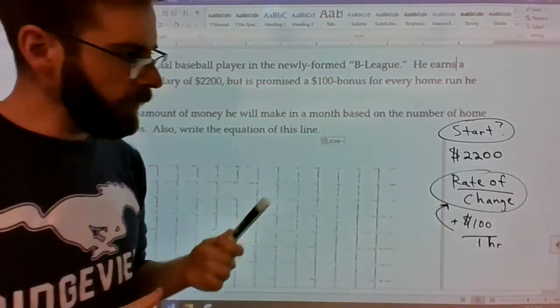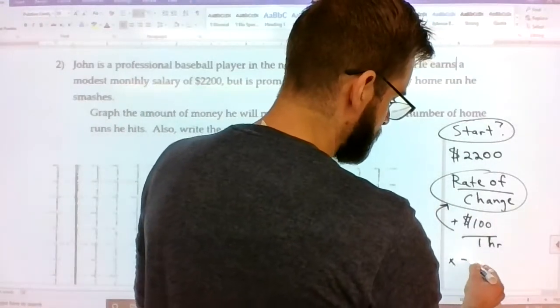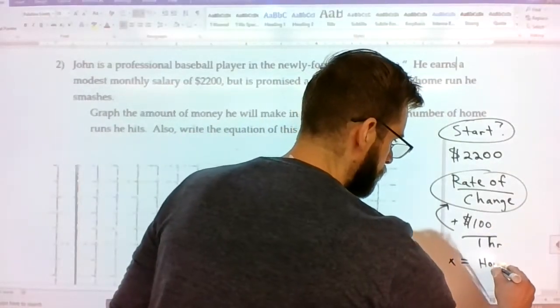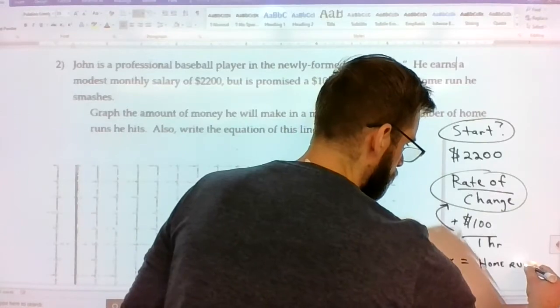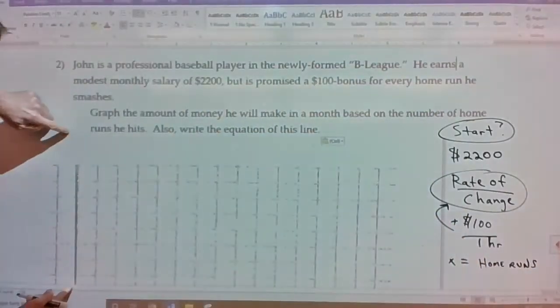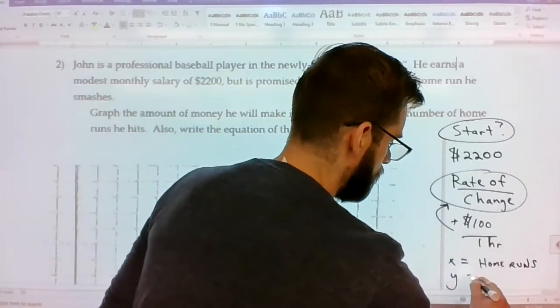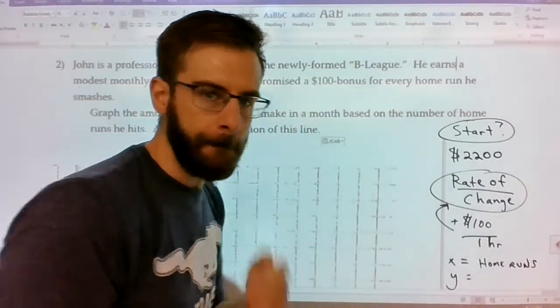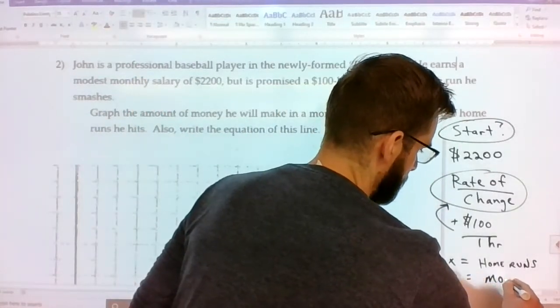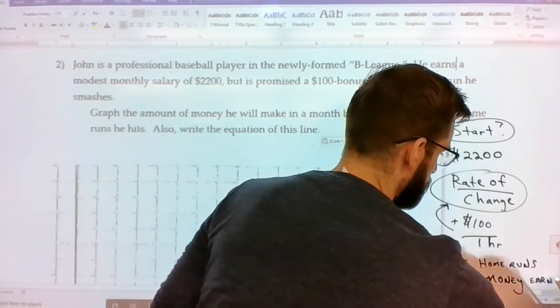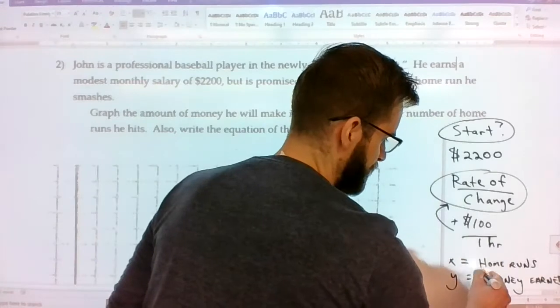Yeah, so now our x represents home runs hit. And our y is going to represent dollars made. Or we could say money earned. So this one's in dollars.